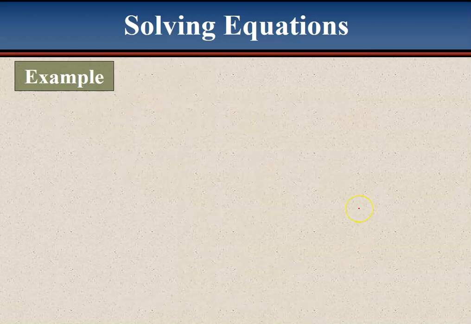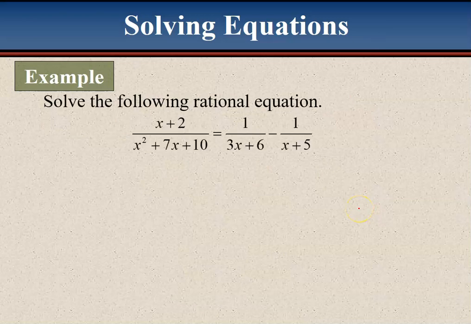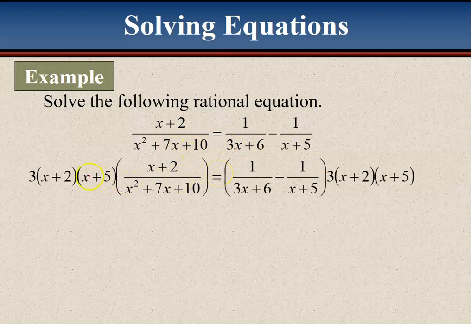Okay, last example. Let's say we have x plus 2 over x squared plus 7x plus 10 equal to 1 over 3x plus 6 minus 1 over x plus 5. What is our common factor? What is the factor of x squared plus 7x plus 10? And then here we can still factor out this one as 3 times x plus 2. So therefore here the common factor is x plus 2, x plus 5, right? So therefore we have 3 times x plus 2 times x plus 5.